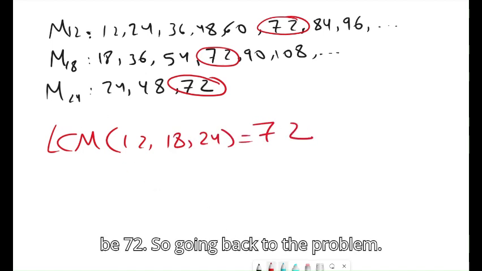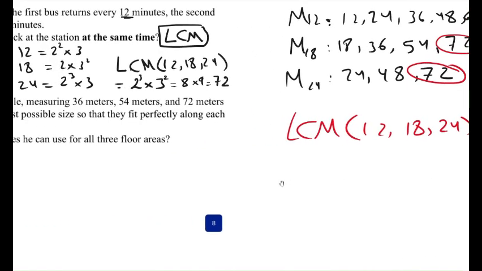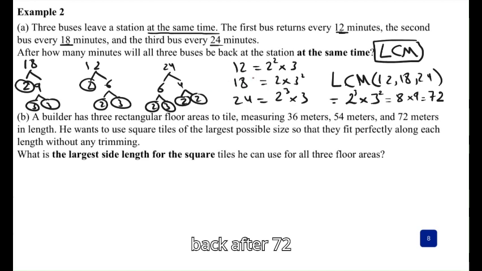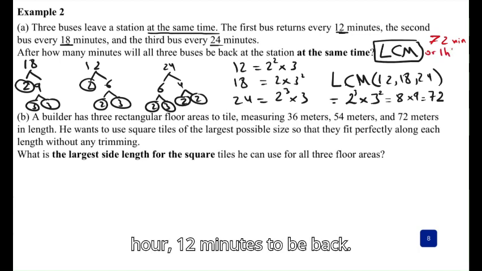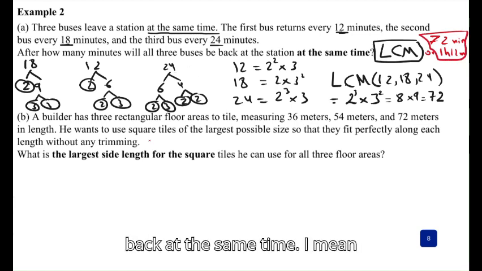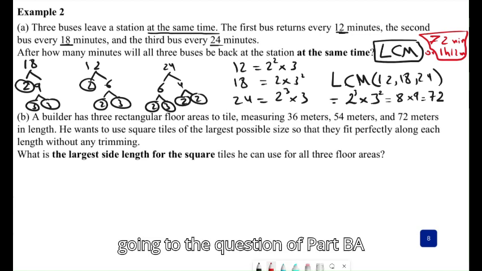So going back to the problem, I can say that these three buses will be back after 72 minutes. So they will need 72 minutes or 1 hour 12 minutes to be back. That's the answer of the question, to be back at the same time, I mean. Going to the question of part B.